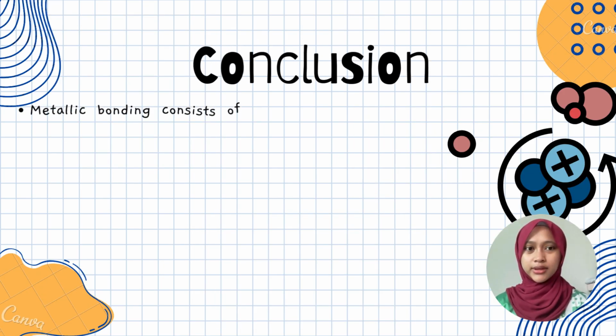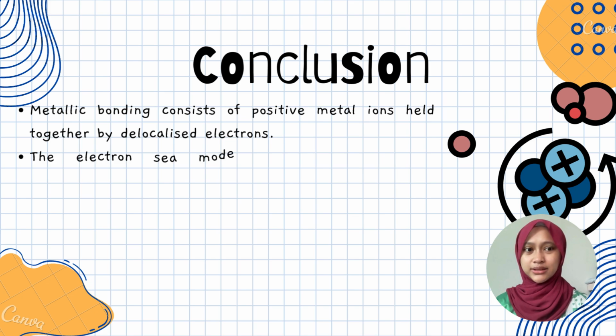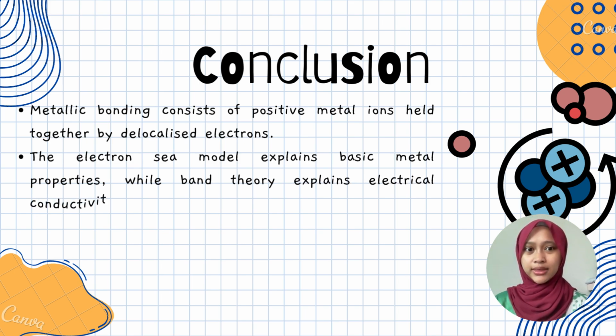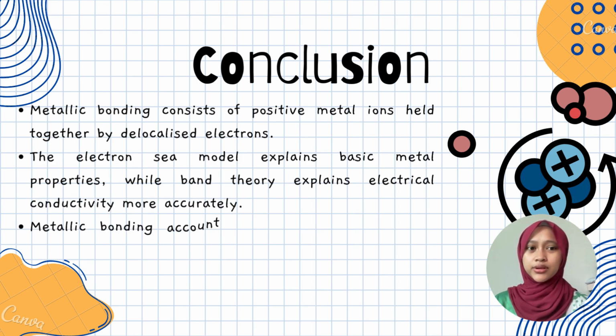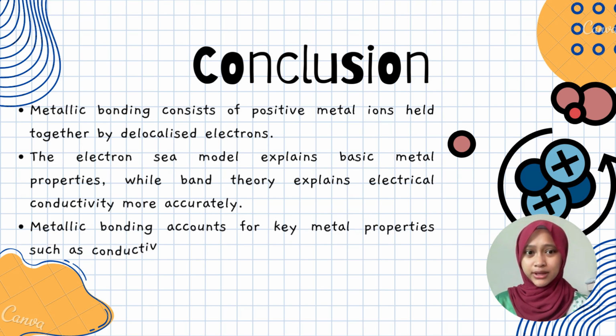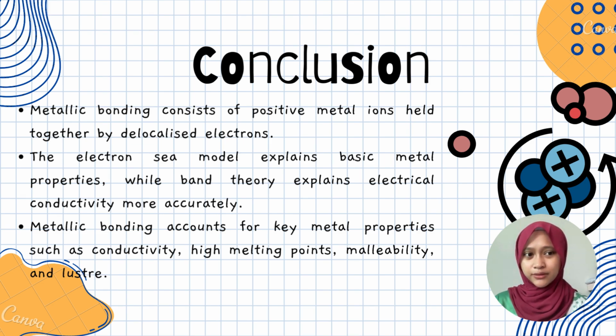Conclusion. To conclude, metallic bonding occurs when metal atoms form a lattice of positive ions surrounded by delocalized electrons. These free-moving electrons are what hold the structure together and give metals their characteristic behavior. The electron-sea model helps explain general properties like malleability and conductivity, but it cannot explain differences between metals. Band theory improves this by showing how overlapping or partially filled energy bands allow electrons to move freely and conduct electricity. Overall, metallic bonding and band theory together explain why metals are good conductors, have high melting points, are malleable, and appear shiny.